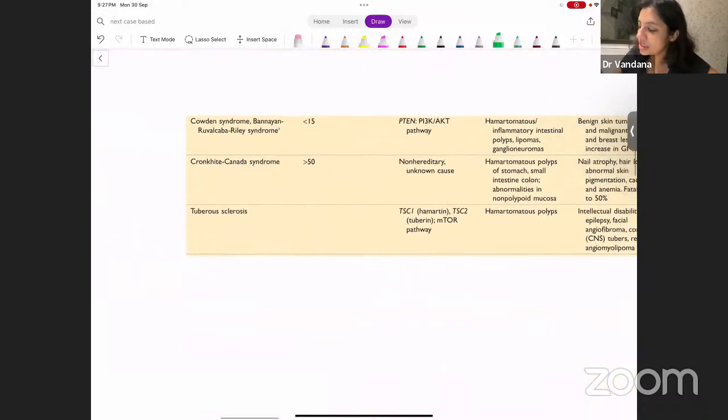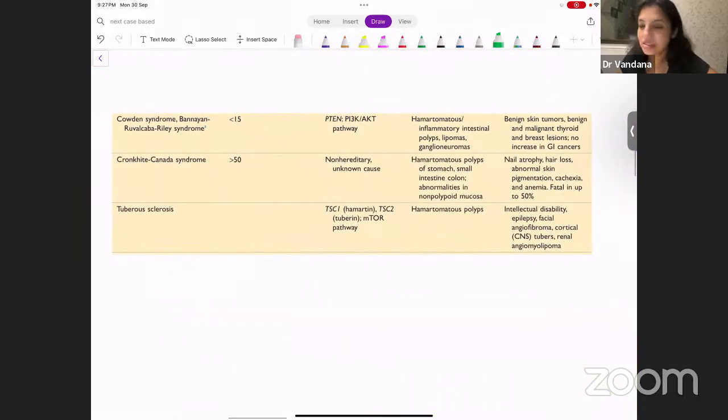Now look at the hamartomatous polyp syndromes again from Robbins. We have studied this. There is Cowden syndrome and Bannayan-Riley-Ruvalcaba syndrome. We've studied that both of them, Cowden and Bannayan, are because of PTEN mutation. Whenever there is a PTEN mutation, it leads to overactivity of the PI3 kinase pathway. That's a very typical feature, which we will study in detail later.